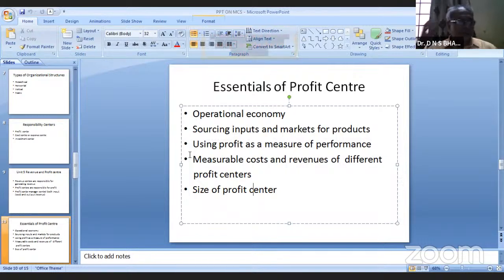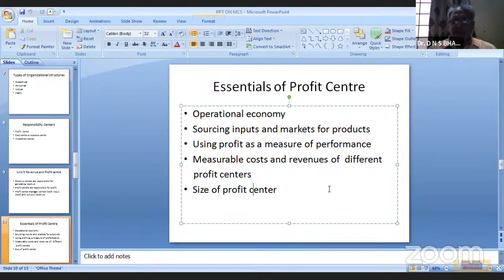Using profit as a measure of success. Normally, as we know, in basic managerial economics also we have studied that profit is a measure of success. The higher the profitability, the higher the efficiency of the firm. But at the same time, how is the profit? Is it a rational profit? A normal profit, abnormal profit? All these aspects have to be understood in this particular phenomenon.